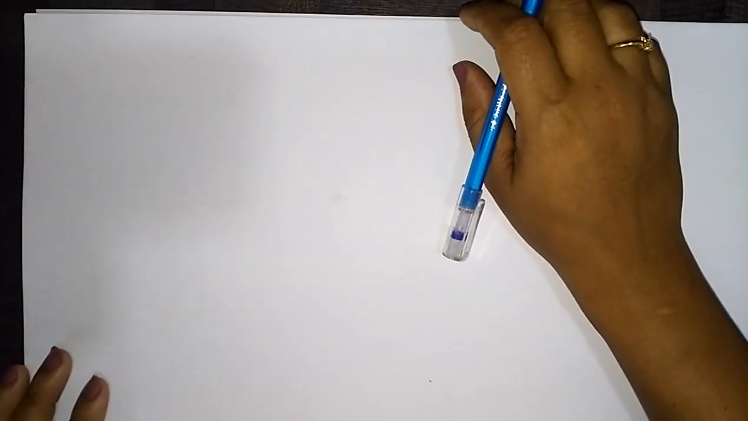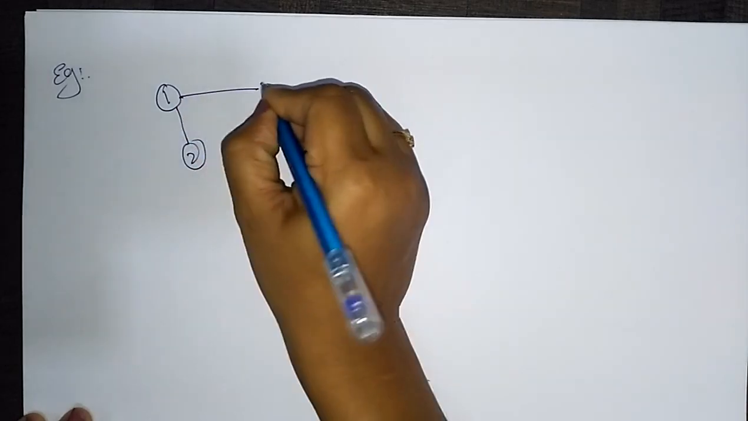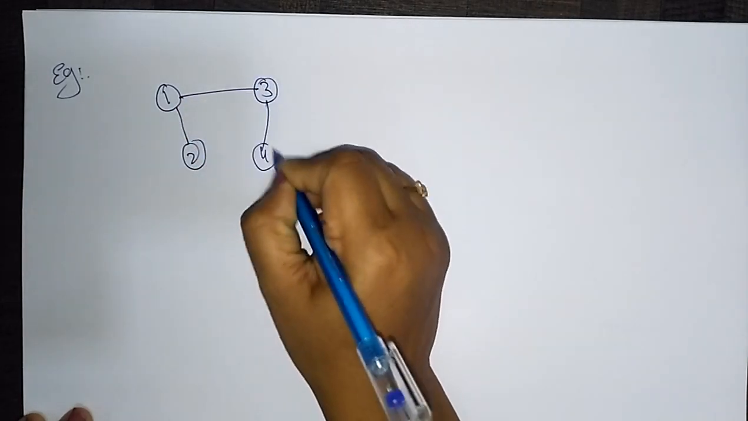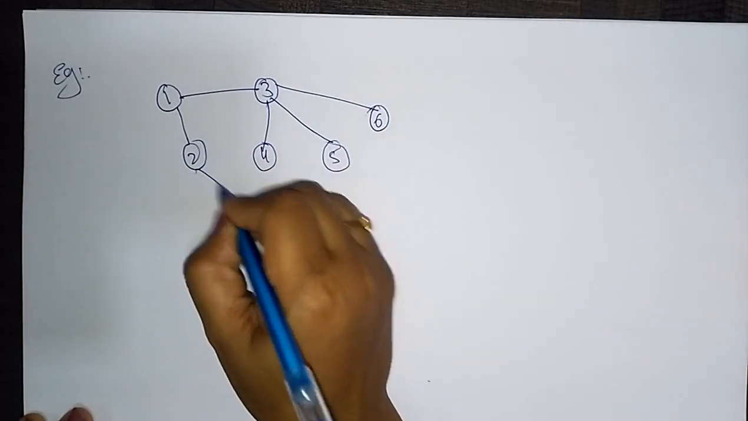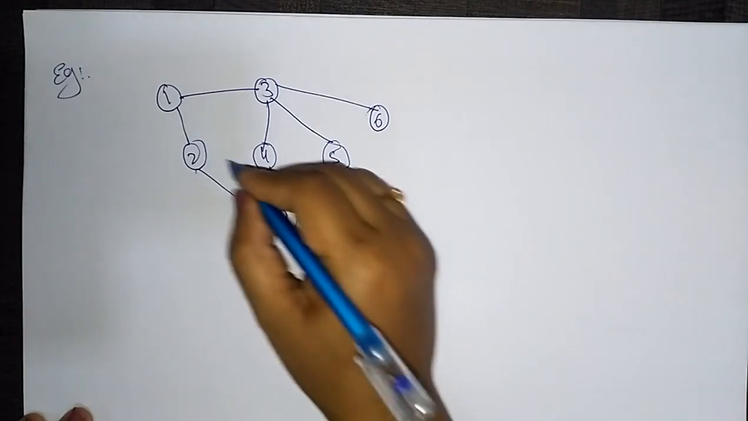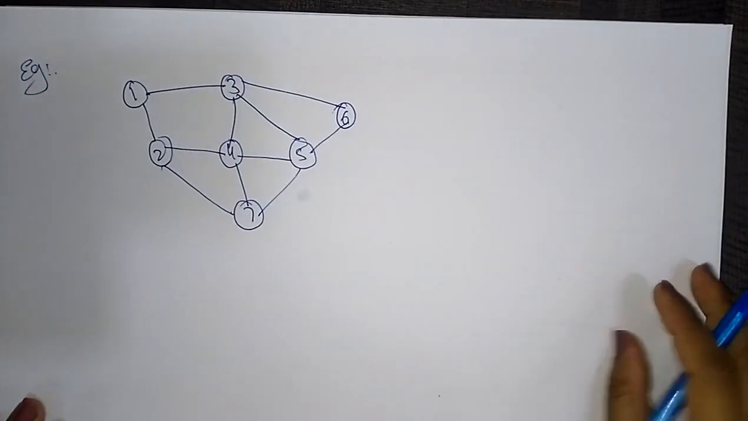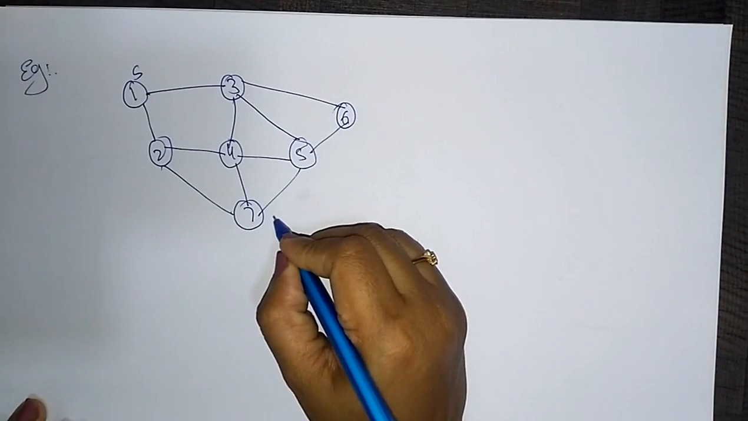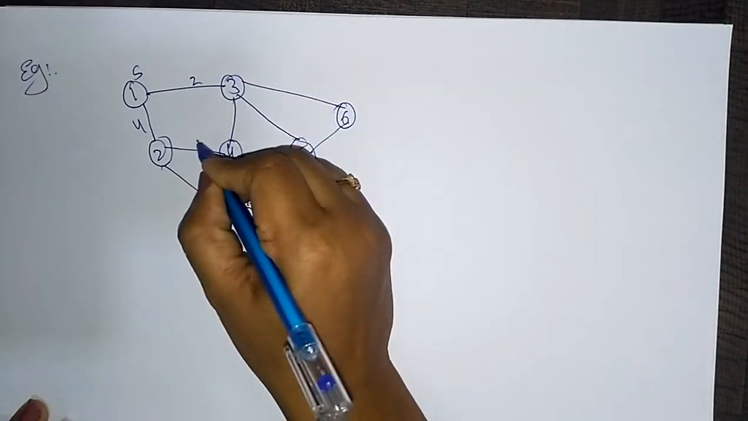Now I want to explain, with a simple example, how this wireless routing protocol works. Let's see the example. Here I'm taking the nodes as 1, 2, 3, 4, 5, 6, 7. This is the network I'm taking. 1 is the source, and let's take 7 as the destination. These are the costs on each link.